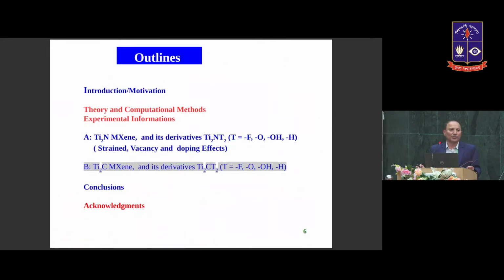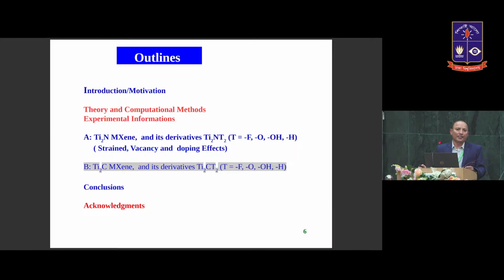The outline of my talk is this: introduction and motivation, the theoretical and computational details, simply the computational methods. Then Ti2C MXenes: formation of Ti2C MXenes and its derivatives, functionalization with F, O, OH, and H, and the strain effect on the electronic and magnetic properties. Then vacancy and doping effects within the Ti2C systems, and then the conclusion.